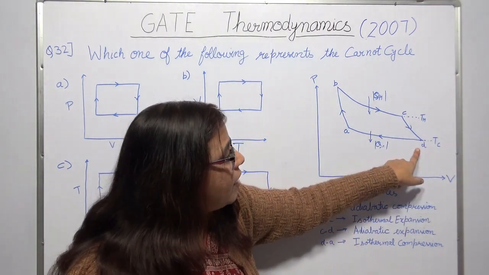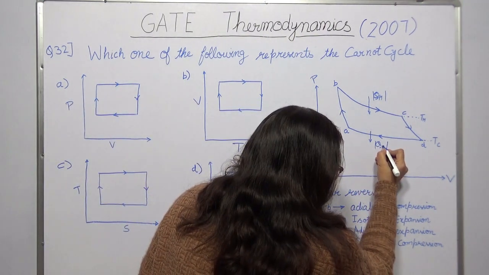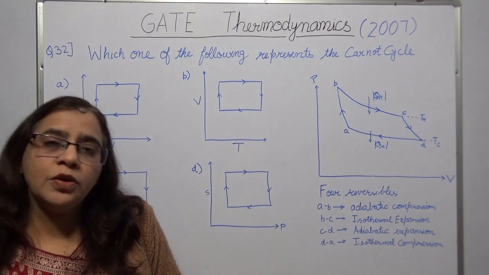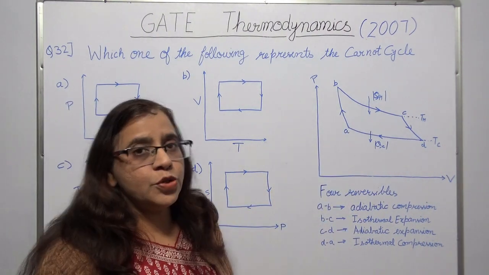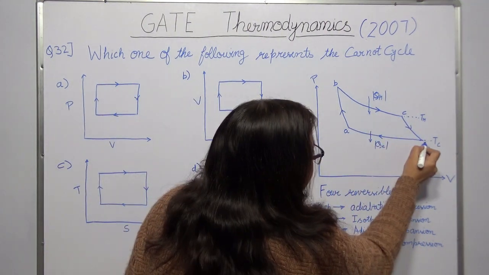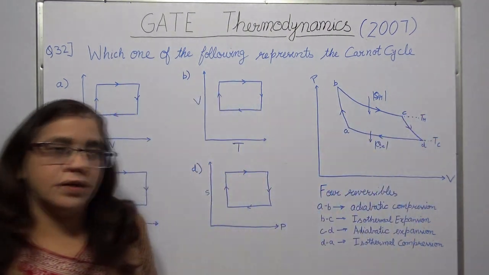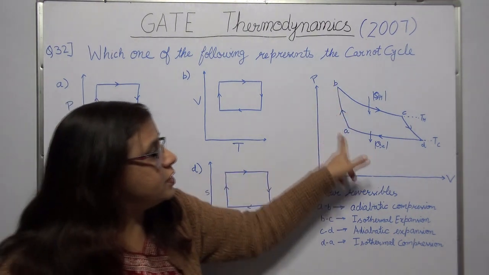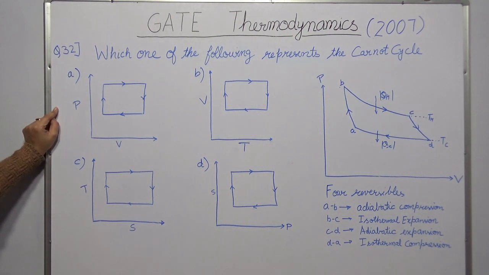After that, again you have an isothermal DA, okay, where the working fluid rejects QC amount of heat to the low temperature reservoir and the system is brought back to its initial state. Okay, so this is one isothermal which is at temperature TH, this is one isothermal which is at temperature TC, and you have two adiabatic expansion and compression. So you have two reversible adiabatics. Okay. So we will be looking for a graph which says that you have two processes with constant temperature and two processes with constant entropy.